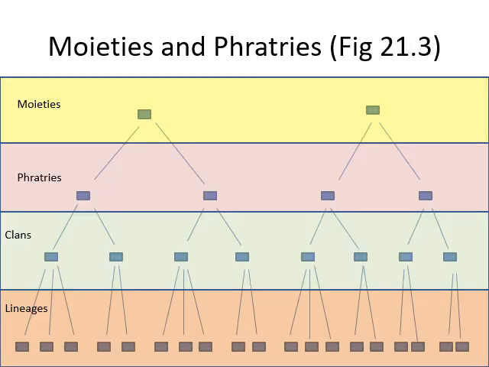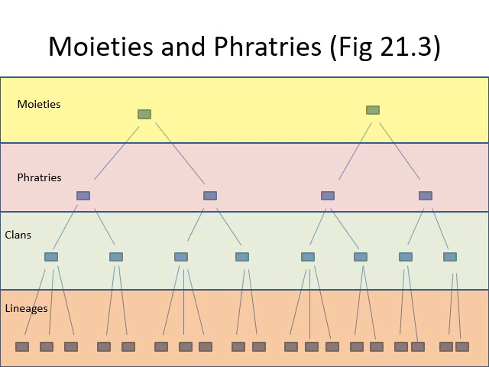So I built this chart to show you how complicated moieties and phratries and kinship in general can be. So for instance, if I was in the lineage in the bottom left, I could be in the Williams lineage, in the wolf clan, in the wolf and bear phratry, and in the land animal moiety, right? And then I could find somebody who was in the Richardson lineage, in the badger clan, in the small land animal phratry, and realize that they are also in the land animal moiety, and realize I can't marry them, right?